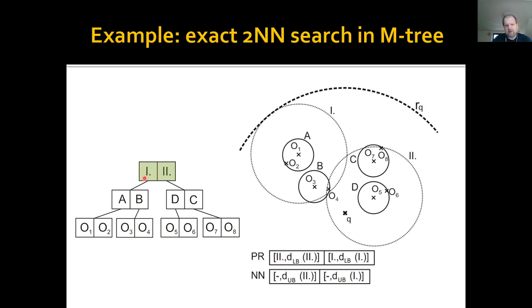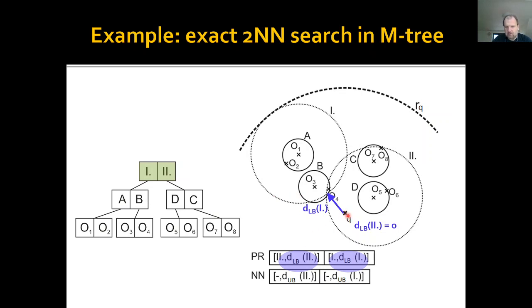So we read the root, it's already off the PRQ, and instead its children were inserted in the PRQ. That means 1 and 2, and these are inserted in the PRQ in order, that's why it's priority queue, by these numbers, which are basically lower bounds from the query to the region that belongs to this node and to this node.